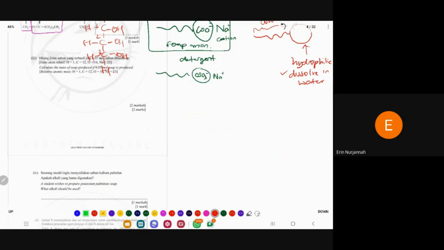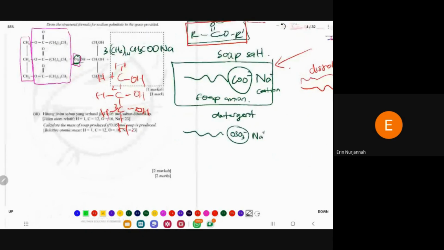Okay, now let's move on to this one. Now calculate the mass of soap produced if 0.05 mole of soap is being produced. Okay, now how to find this?